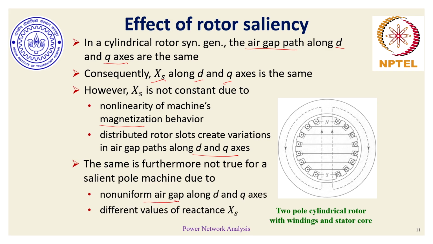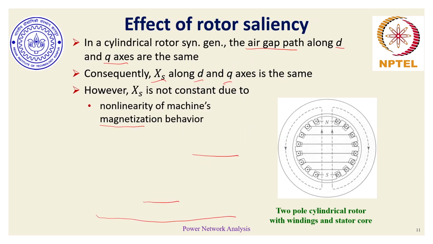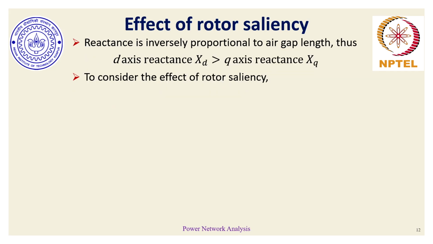As a result, we have different values of synchronous reactance in a salient pole machine. So the question then is, what should be the governing equation in a salient pole synchronous generator? Because as per this discussion, where different values of synchronous reactance exist along the direct and quadrature axis in a salient pole machine, this beautiful equation will no more be applicable, because the reactance value itself is going to be different. So what should be done? Let's go step by step.